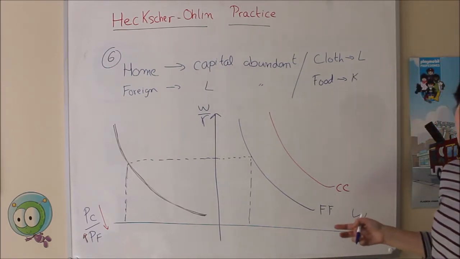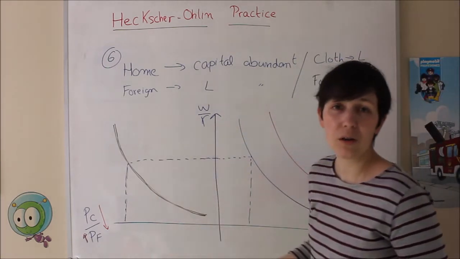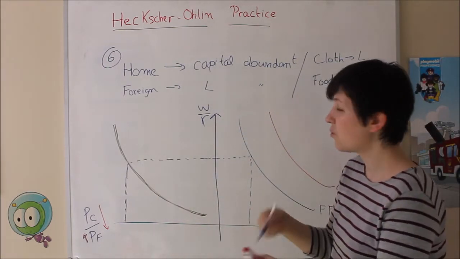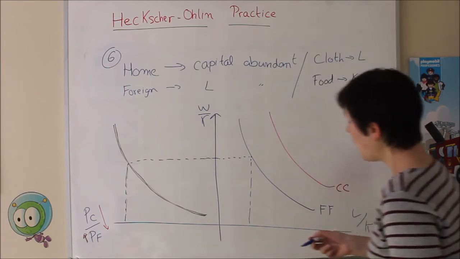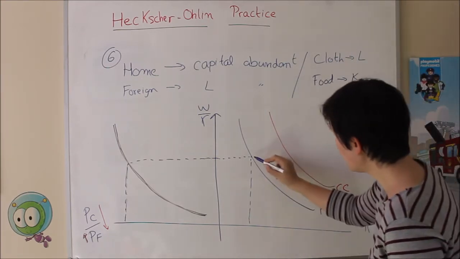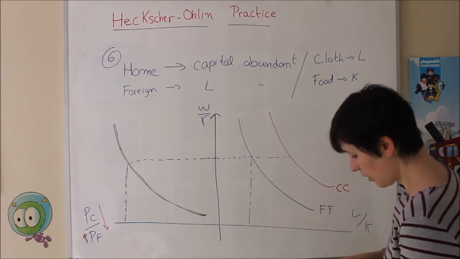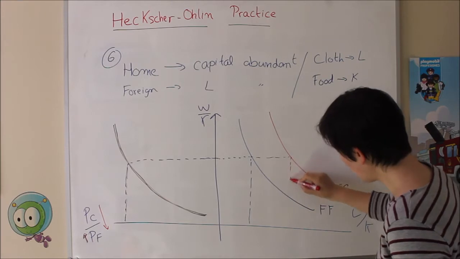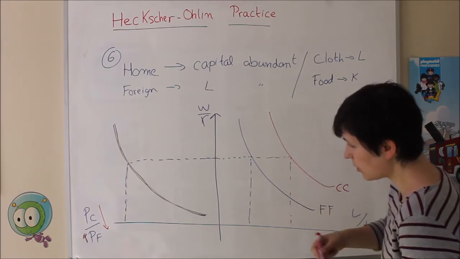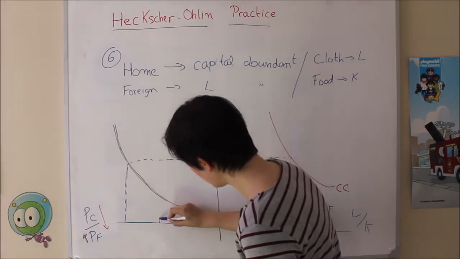So I usually always put labor over capital here in all of them, but you can introduce just the opposite, okay? So that was then for the food sector, and this was for the clothes sector, okay? As we were saying, now this is going to decrease, so let's take a point like this.